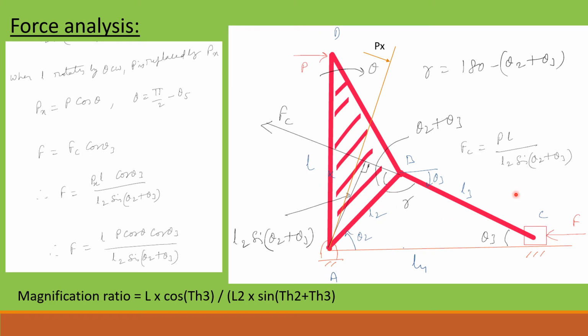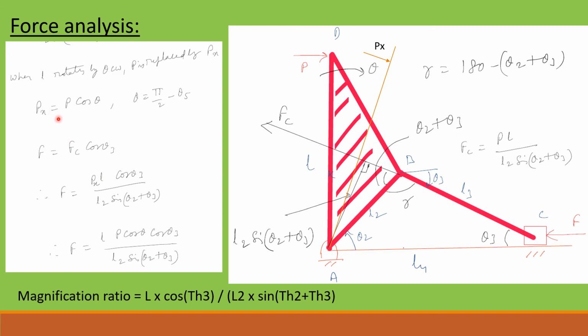In the previous slide, we have derived the equation for Fc, and now if this mechanism rotates by an angle theta in clockwise direction, then this P, now perpendicular to this lever, can be replaced by Px. So Px can be written as P cos theta, where theta is pi by 2 minus phi. So from the free body diagram of this slider, we know that F equal to Fc cos theta 3.